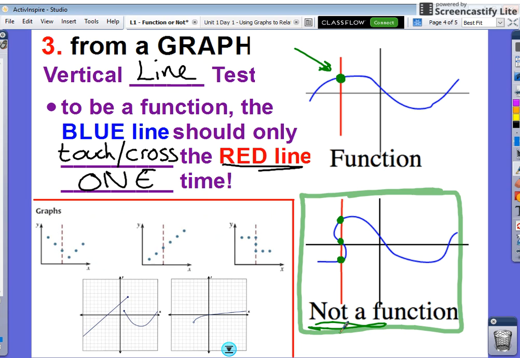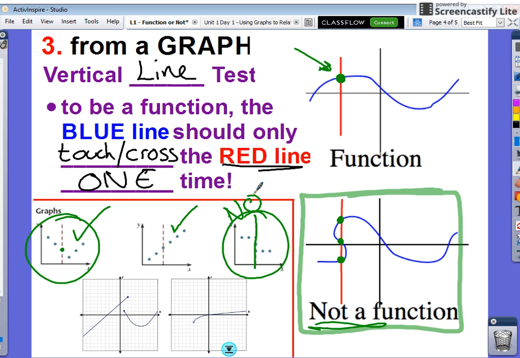Would this be a function? What do you think? Yes or no? How many times did it hit? Only one time. So yes, this is a function. What about right here? Would this be a function? Yes, this would be a function. How about right here? This one right here. Would this be a function? No, it's hitting three times, so that's a big no. This would not be a function.